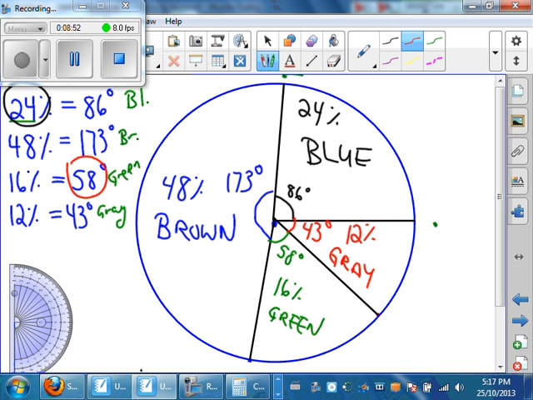Go back and check this out again and compare this with our first lesson to see exactly how you got to the data and then how you actually accurately draw in the angles to give a visual representation of a set of data.